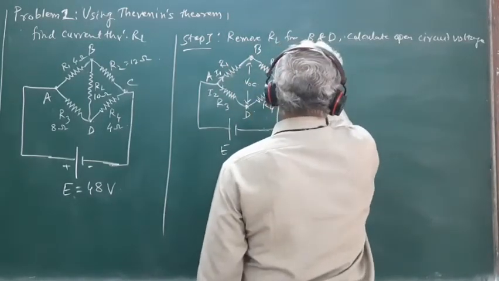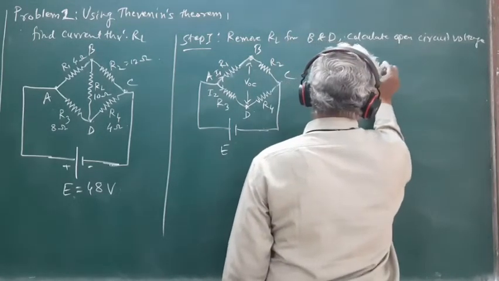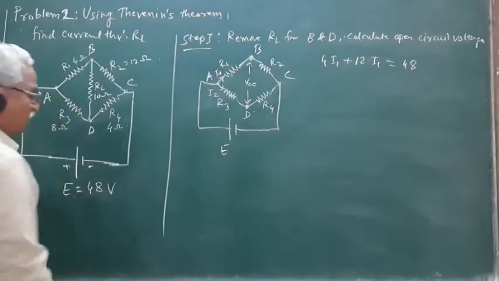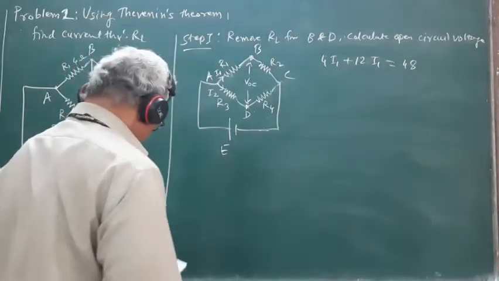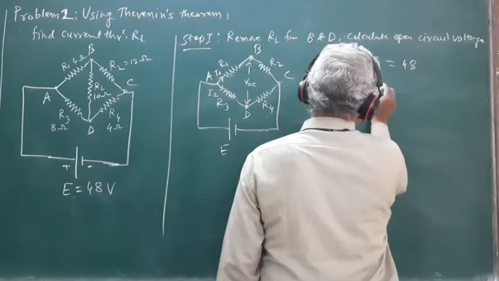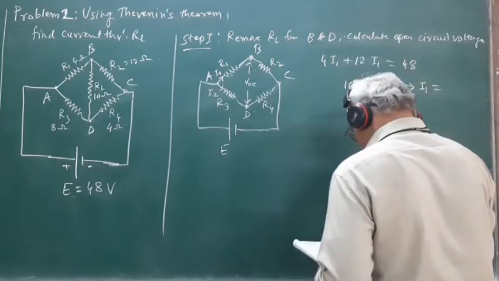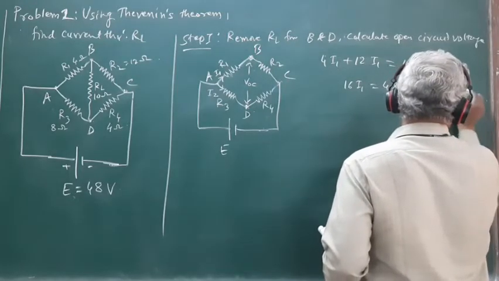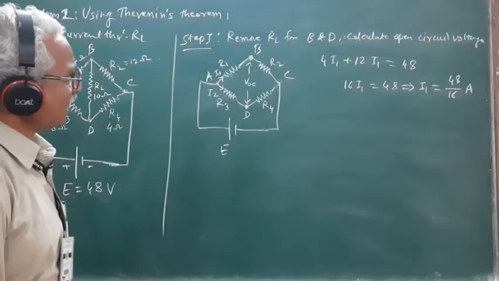R1 is 4 ohm, so it is 4I1, plus R2 is 12 ohm, so it is 12I1, is equal to E, which is equal to 48. So 4I1 plus 12I1 works out to be equal to 48. So this gives 16I1 equal to 48, and it implies I1 is equal to 48 by 16 ampere.